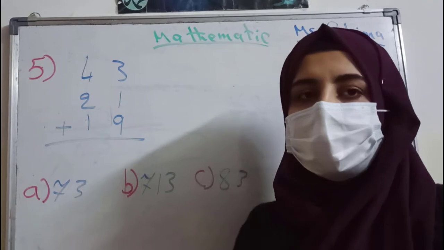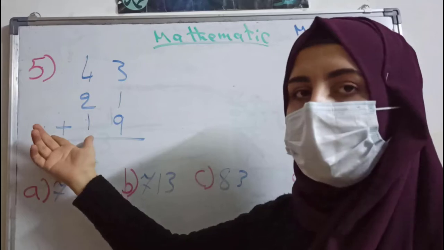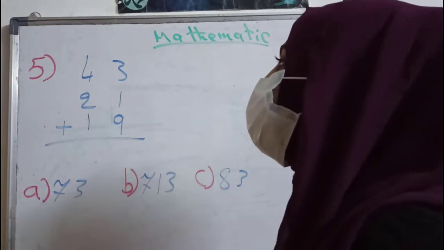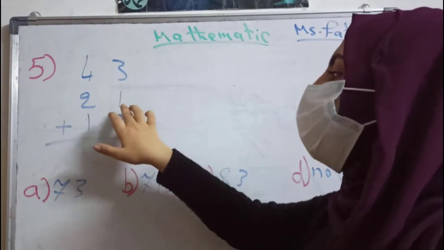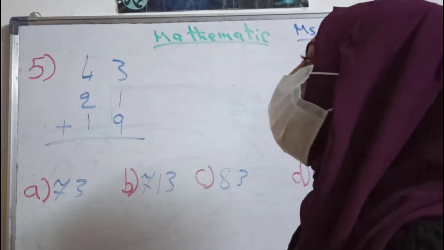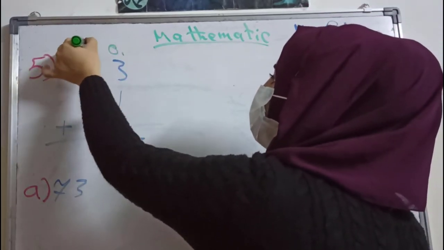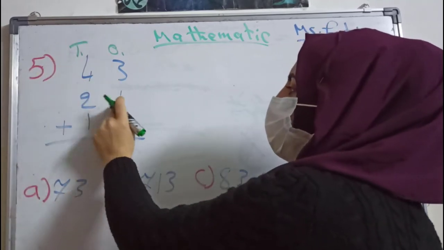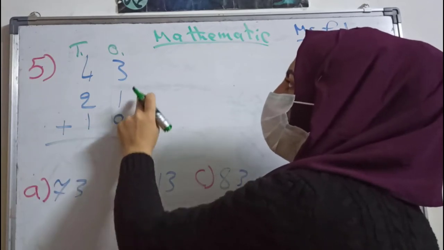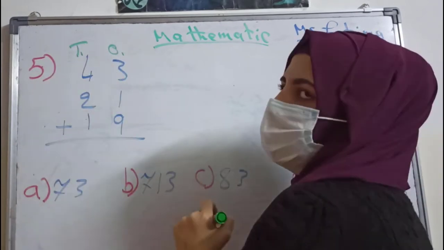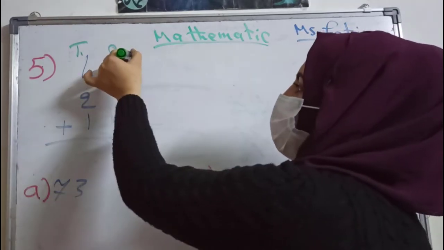Now students, let us solve equation 5. In equation 5 we have some numbers. We get to add those together. Students, first number we have 43, 21, 19. In 43 we have 3 in ones and 4 in tens. In 21 we have 1 in ones and 2 in tens. In 19 we have 9 in ones and 1 in tens. First we add the ones with the ones. After that we go to the tens.